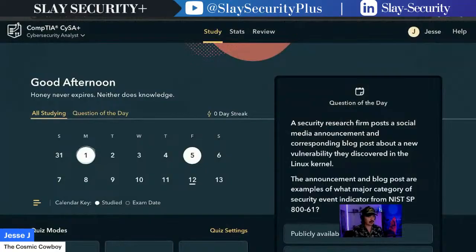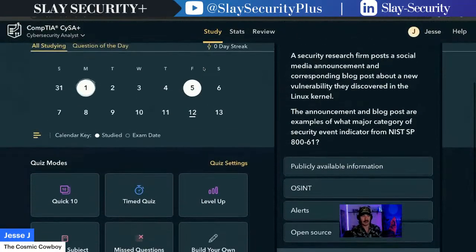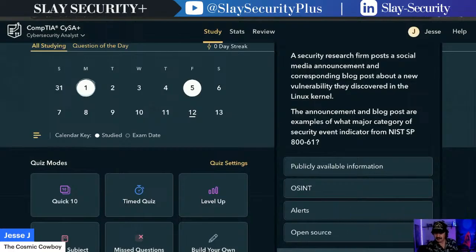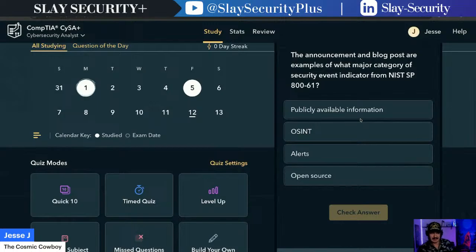Let's get into some practice questions. It's a long one. A security research firm posts a social media announcement and corresponding blog post about a new vulnerability they discovered in the Linux kernel. The announcement and blog post are examples of what major category of security event indicator from NIST special publication 800-61? Publicly available information, OSINT, alerts, or open source?